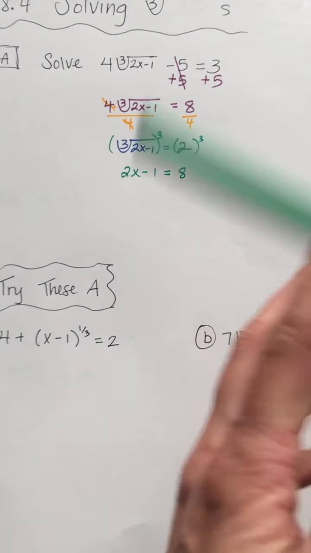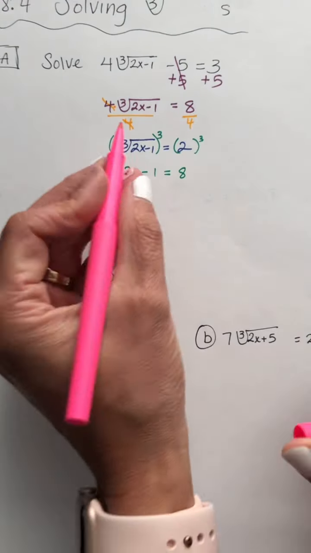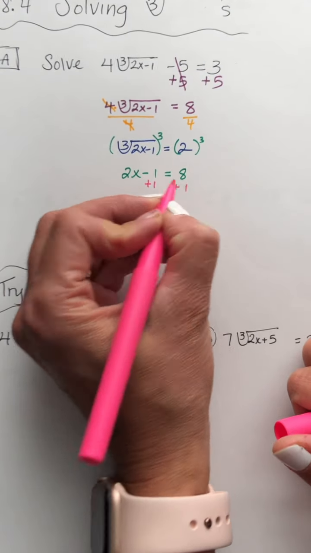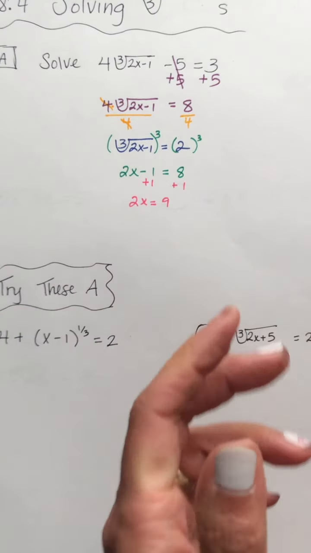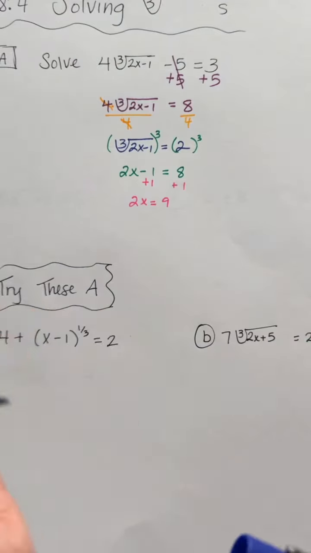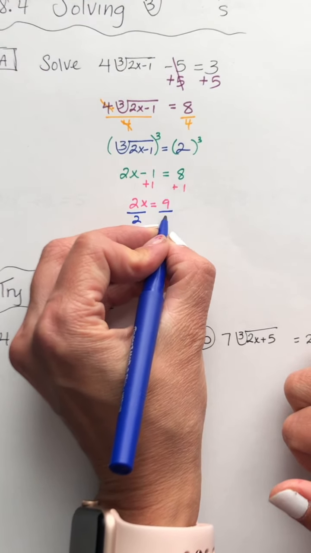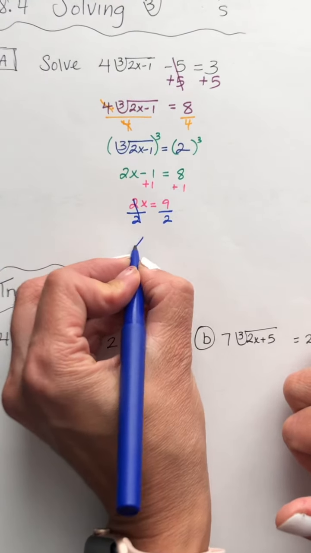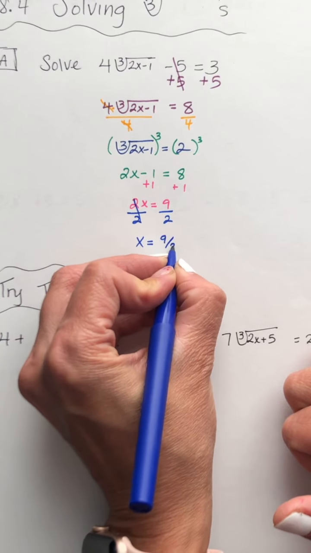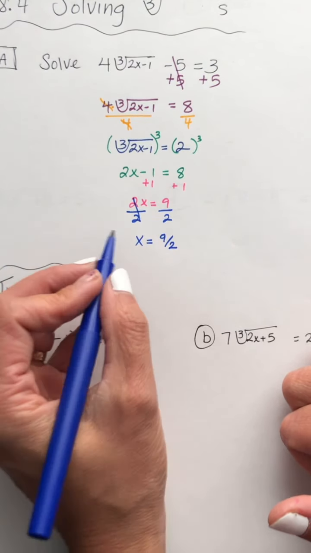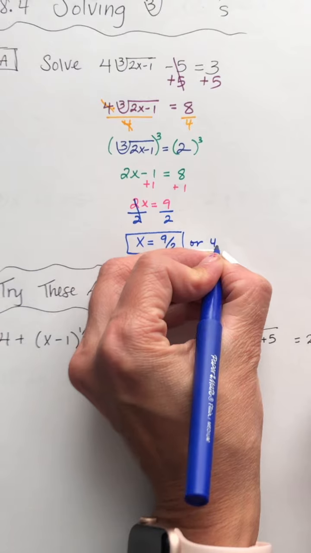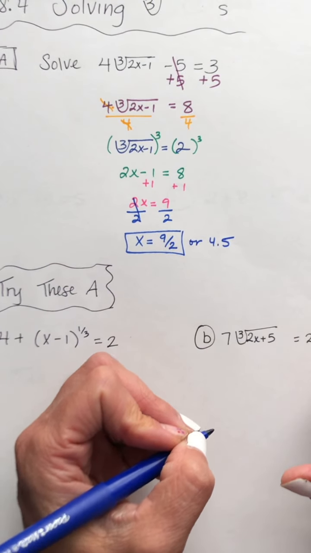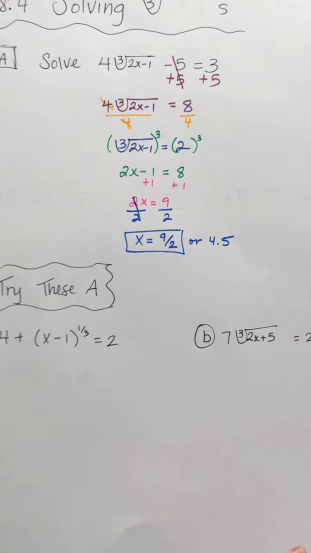And now we just have to solve for x. So it's easy peasy from here on out. Just have to add 1 to both sides. You'll get 2x equals 9. And then divide both sides by 2. And x equals 9/2, or half of 9, which would be what, 4.5 if we were asked to write that as a decimal. Okay, so we'll put or 4.5. All right, that's all there is to it.